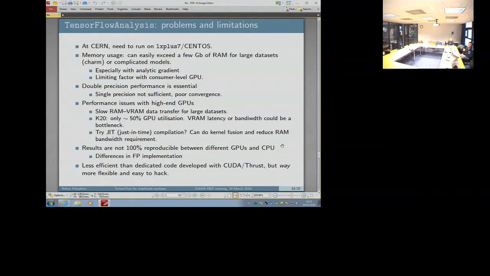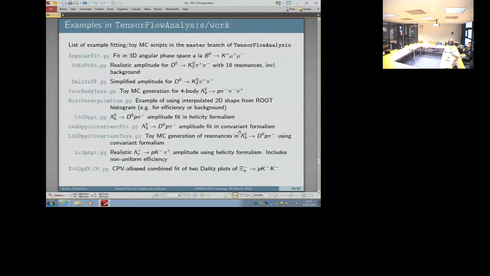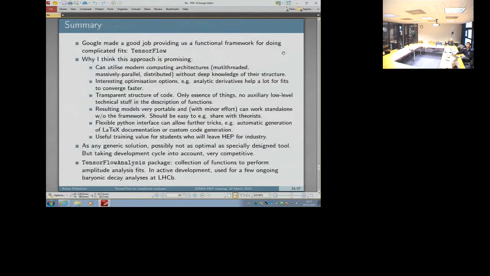So right, and as I said, this is definitely less efficient than dedicated code like GooFit or whatever, but I think it's much more flexible and easy to program. Here are some examples of what kind of fits you can do. I probably won't go into details here, and just give my summary.